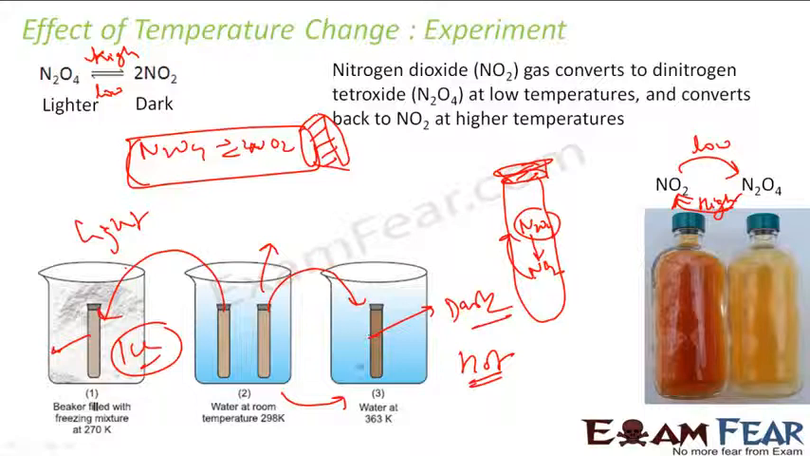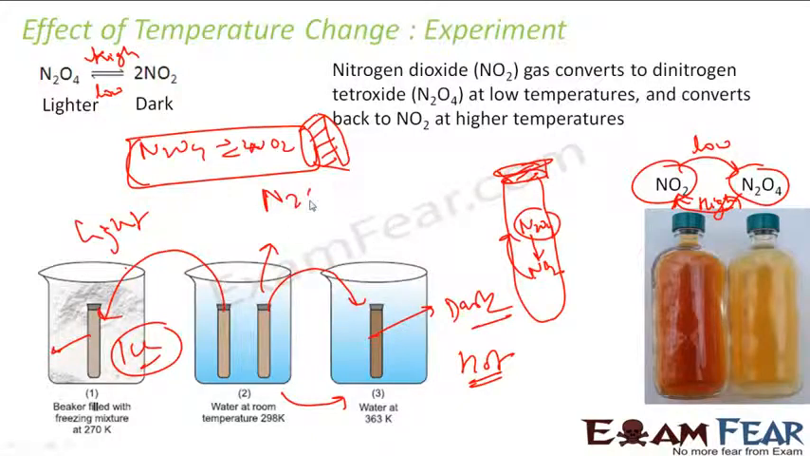The moment you shift that test tube to increase the temperature, it becomes darker because NO2 is formed. And if you cool that same system, it becomes lighter because at low temperature N2O4 is formed. So thus we can say that the change in temperature impacts the equilibrium. Just one experiment to prove this, that the change in temperature also impacts the equilibrium. Okay.